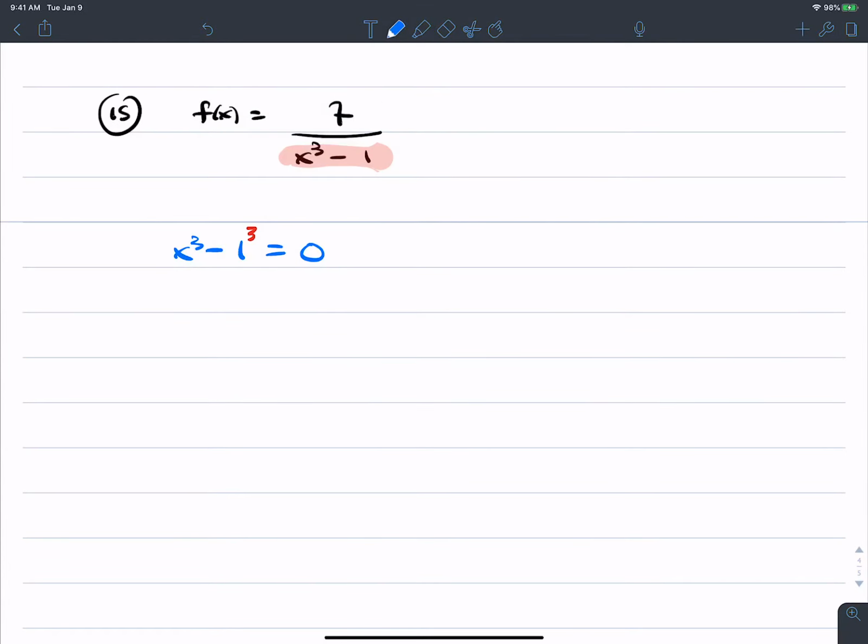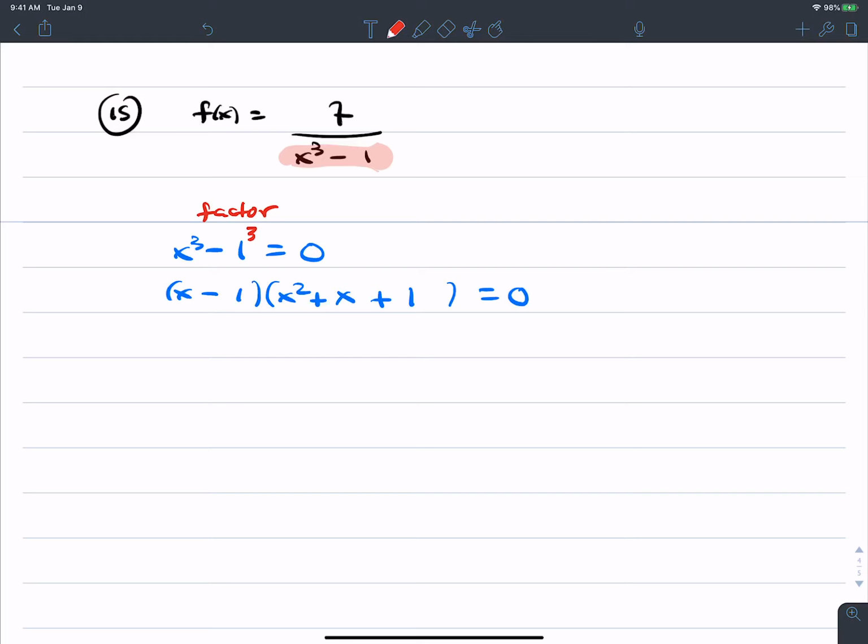And by our difference of perfect cubes formula, let's remember that we get x minus 1, times x squared plus 1 times x, which is x, plus 1 squared. This is minus, this is opposite, and this is always plus. So 1 squared is 1, so I can simply replace that with 1. This will equal 0. So we did factor. It's not a quadratic, it's a difference of perfect cubes.